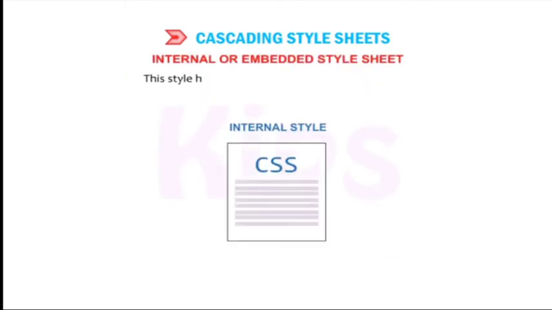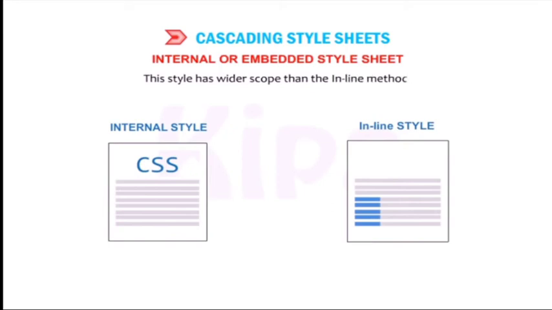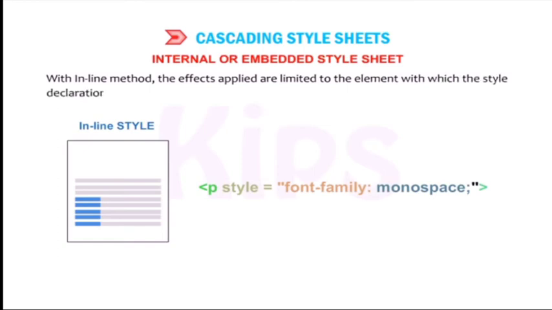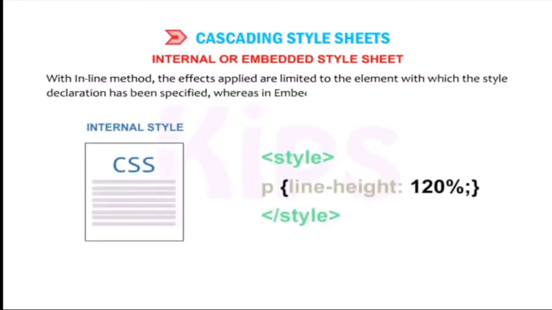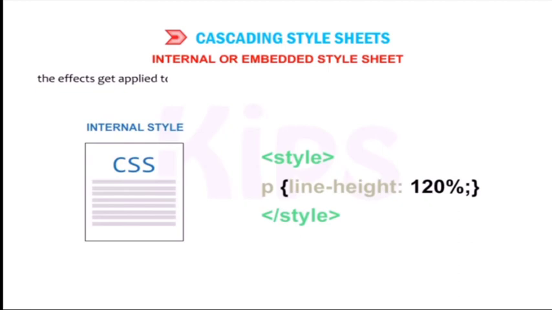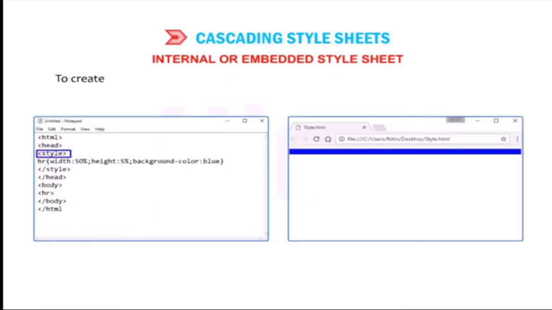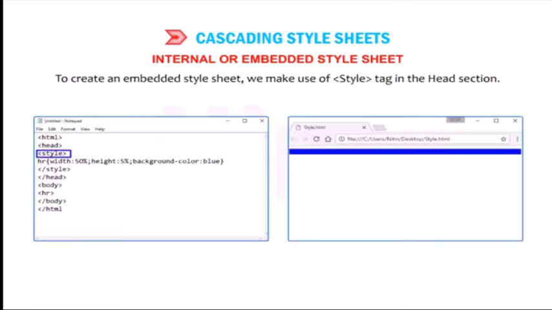This style has wider scope than the inline method. With the inline method, the effects applied are limited to the element with which the style declaration has been specified, whereas in embedded style, the effects get applied to all the elements of the type with which the style declaration has been specified. To create an embedded style sheet, we make use of the style tag in the head section.